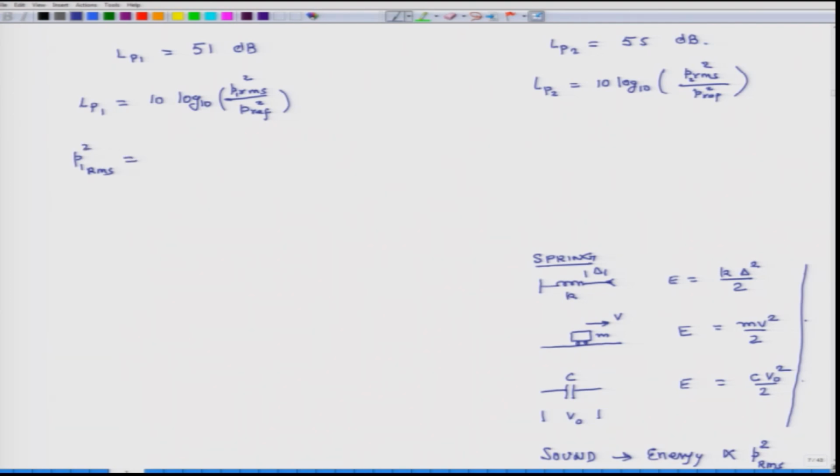If you do the math, LP1 is 51 decibels, and P1 RMS square is equal to 5.04 times 10 to the power of minus 5 Pascal square, and P2 RMS square is equal to 0.0000126. So, P net square is equal to P1 RMS square plus P2 RMS square.